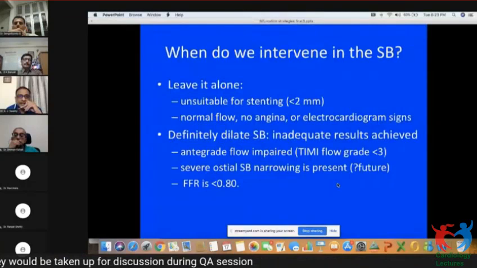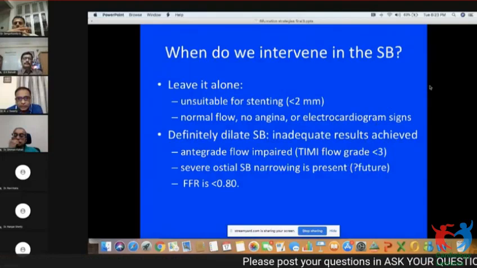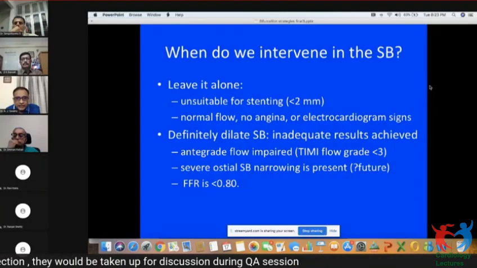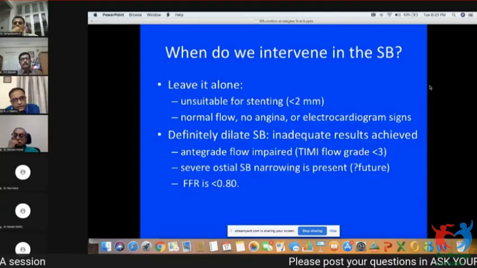When do we intervene in the side branch? If it is unsuitable for stenting, there is no angina or ECG signs, it is perfectly reasonable to leave it alone. We definitely dilate the side branch if inadequate results are achieved, antegrade flow is impaired, the flow grade is less than 3, or there is severe ostial side branch narrowing, because sometimes in the future we might require to intervene there, or if the FFR is less than 0.8.